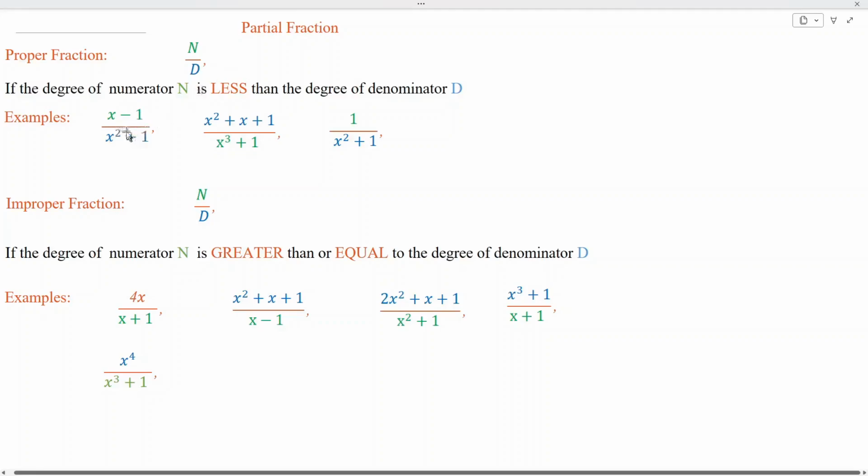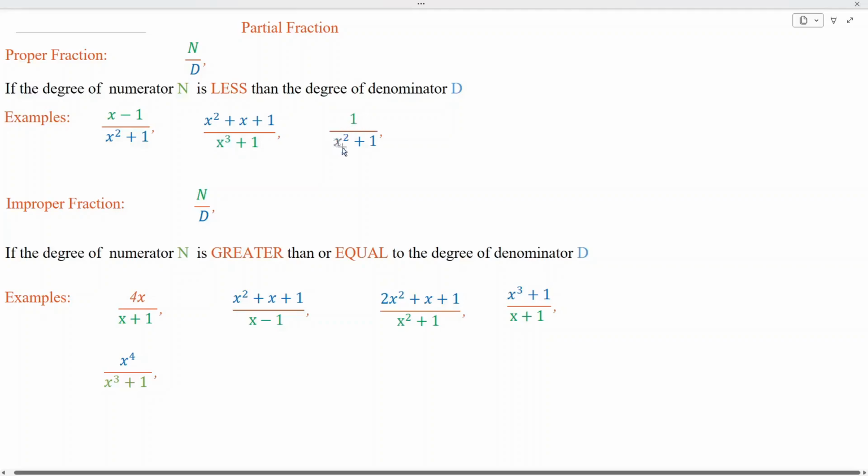For example, look at the first fraction. Here in the numerator, the polynomial is x minus 1, its degree is 1. And in the denominator, the degree of polynomial is 2. So the degree of polynomial n is less than the degree of the polynomial d. So this is a proper fraction. Similarly, look at the second expression. Here the degree of the polynomial in the numerator is 2 and the degree of polynomial in the denominator is 3. So this is a proper fraction.